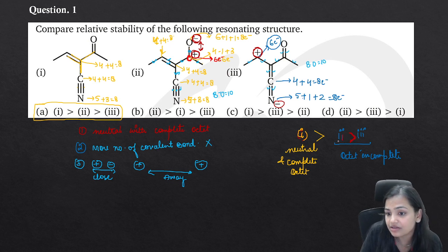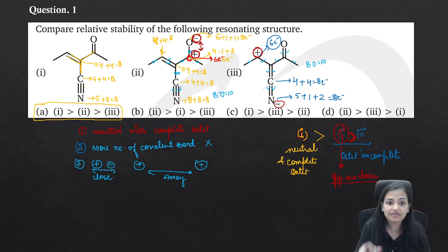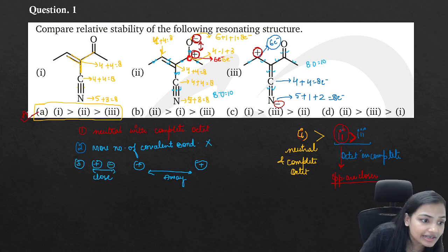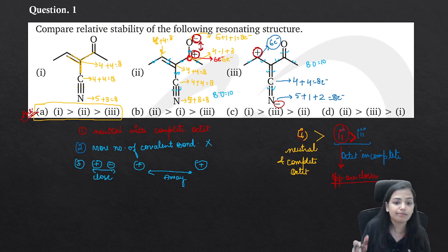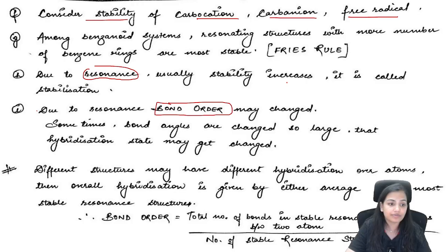So why are we saying that the structure number 2 is more stable than the 3rd? Because in the structure number 2, opposites are closer, and when the opposite attracts, there will be a bond formation, and hence there will be more stability. So are you getting it? Now we can say that the right answer for the question is option number A. So this is the way how we have to follow the priority order.